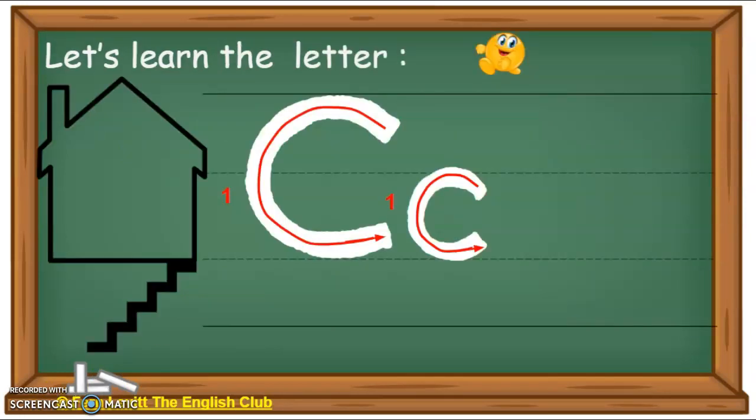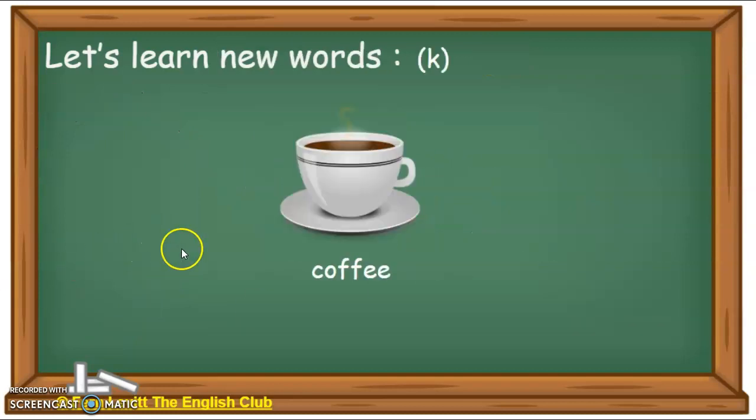Let's learn the letter C. Capital C or uppercase C or big C and lowercase c or little c. C makes the sound k, as in coffee.